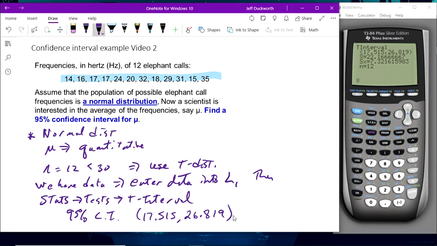But again, the key points here: we have a normal distribution and our n is not 30, so we're allowed to use the t-distribution since it's quantitative data. And again, this is a t-interval.